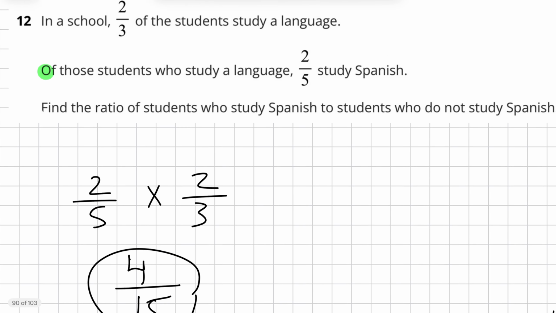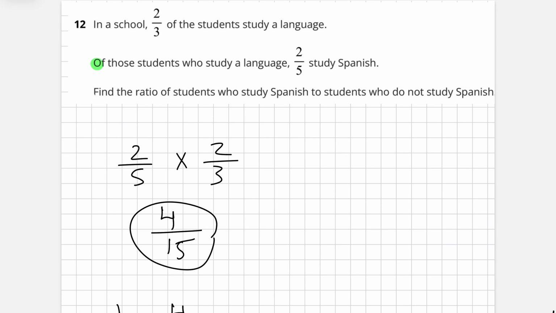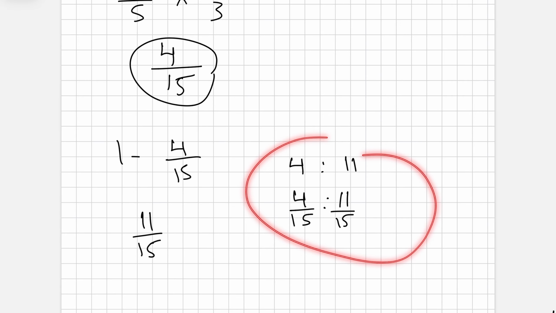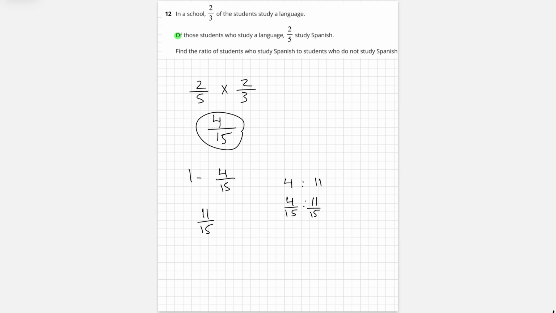And the order matters here because the question was the students who study Spanish to the students who do not study Spanish. So students studying Spanish to not studying Spanish. And these together are for all the languages. Here you go. You can write it in this form and that form. Simple, easy, fantastic.